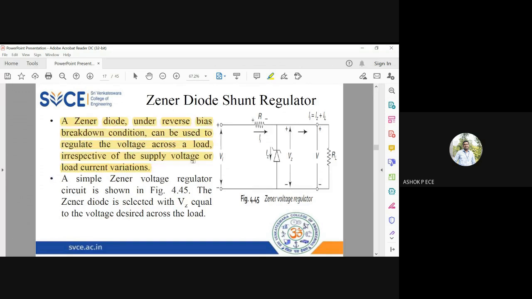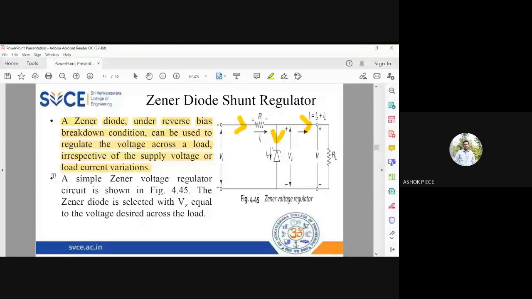So see the simple circuit given. You have the input voltage, you have the series resistance R, you have the Zener diode in reverse bias condition, and you have the load resistance RL. So the total input current is going to be split into the current flowing through the Zener diode plus the current flowing through your load. So you can see here II is equal to IZ plus IL. The input current is splitting into Zener diode current plus the load current, and the voltage across the Zener diode is given by VZ, the load voltage is given by V, and the input voltage is VI.